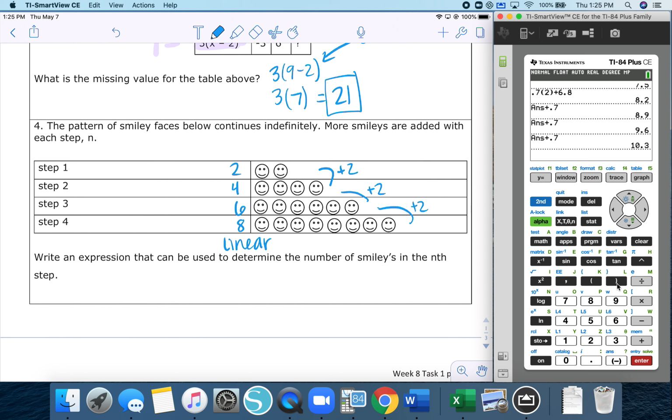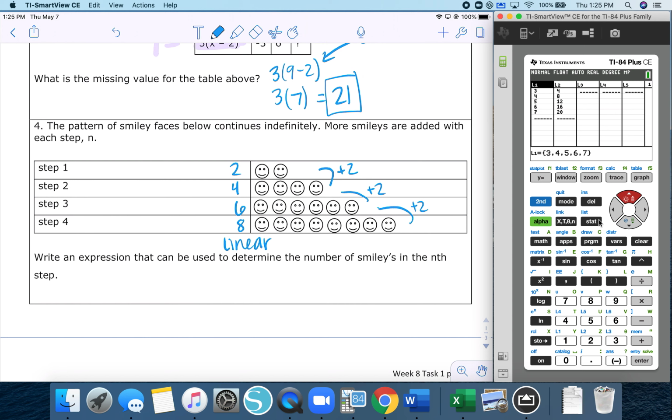Now on all of your assessments, if we were expecting you to do stat edit, those steps will already be done for you, but I want to make sure you would understand how to do it if you had a calculator. So step 1, 2, 3, and 4. We have 2, 4, 6, and 8 smileys. Again, this step in the calculator will be done for you.